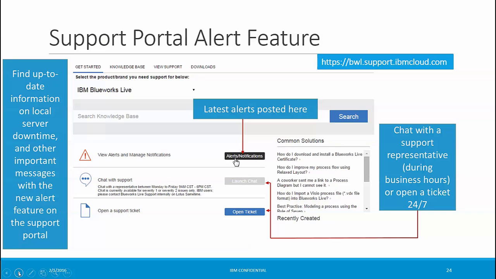As you probably know, for folks that have been using the support portal, this is common. But if you're not familiar with our support portal and you primarily submit your support tickets through email, this is what it looks like, and you can launch a chat with our support team from within the support portal, which is really quite nice. We've gotten a lot of good feedback about this feature. And you can also open a support ticket from within the support portal. So that's the new alert notification feature.